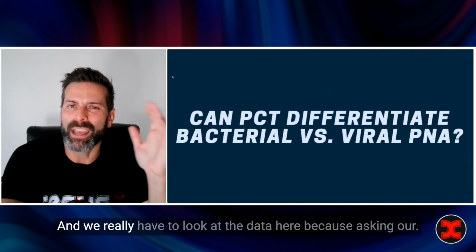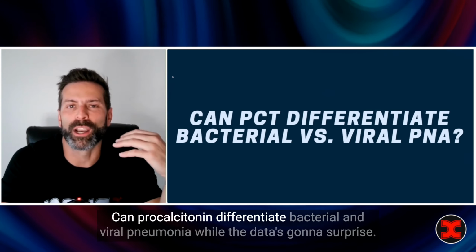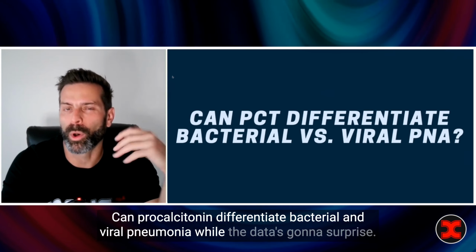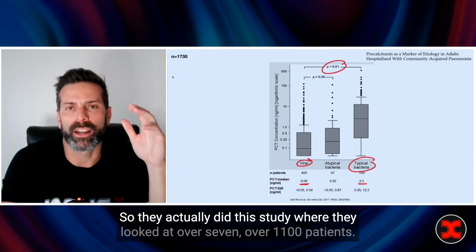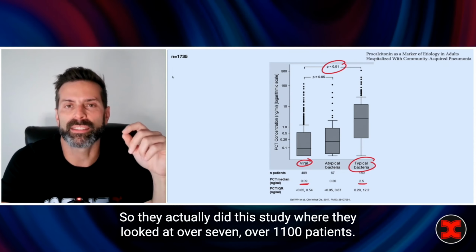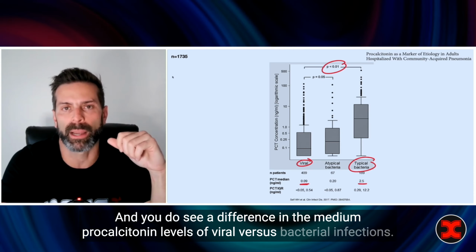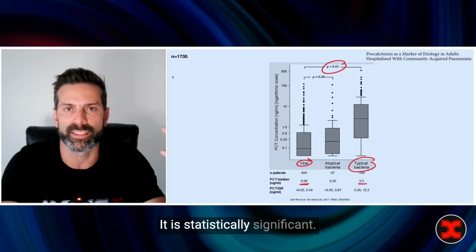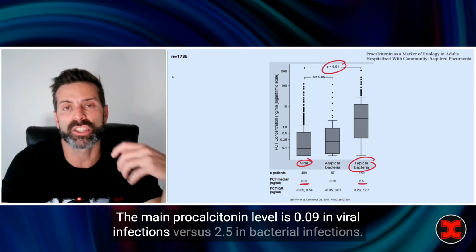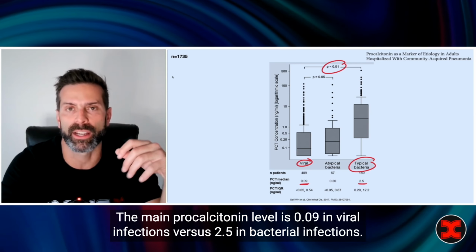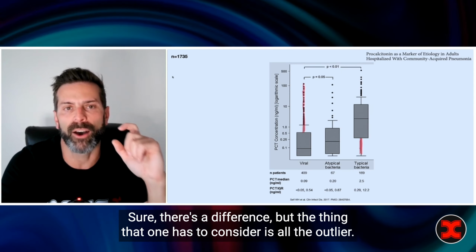And we really have to look at the data here, because asking ourselves, can procalcitonin differentiate bacterial and viral pneumonia? Well, the data is going to tell you. So they actually did this study where they looked at over 1,100 patients, and you do see a difference in the median procalcitonin levels of viral versus bacterial infections. It is statistically significant. The mean procalcitonin level is 0.09 in viral infections versus 2.5 in bacterial infections. Sure, there's a difference.